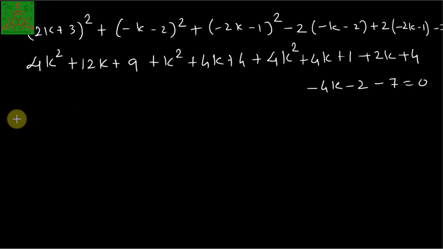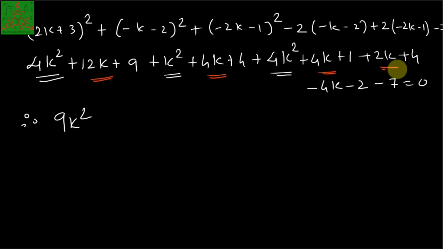So if you simplify, it is 4k square, k square and 4k square, so it is 9k square. The coefficient of k is 12 plus 4 plus 4 plus 2, and the 4k is cancelled out, so it is 16 plus 2, 18k. The constant term, you will have 9 plus 4, that is 13, plus 1, 14, plus 4, 18, 18 minus 9, that is plus 9 equal to 0.